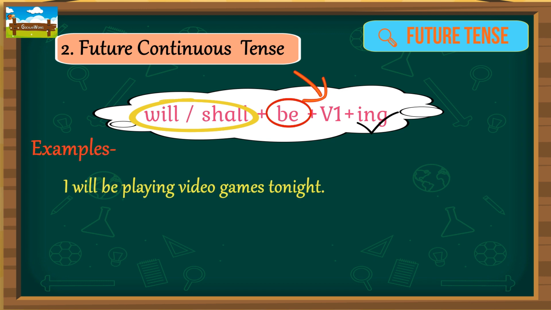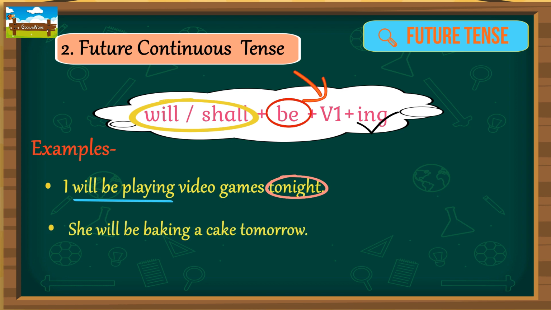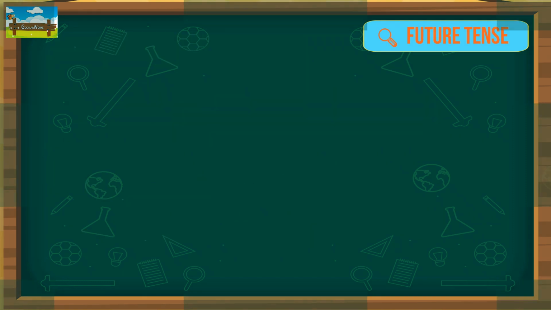Examples: I will be playing video games tonight. Imagine, in the future, you're right in the middle of playing video games tonight. She will be baking a cake tomorrow. Picture this: tomorrow she's in the process of baking a delicious cake. So, the future continuous tense lets us look ahead and see actions happening in the future, kind of like watching a movie trailer of things that will be going on continuously.